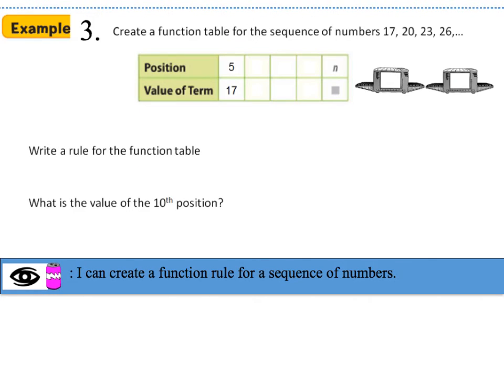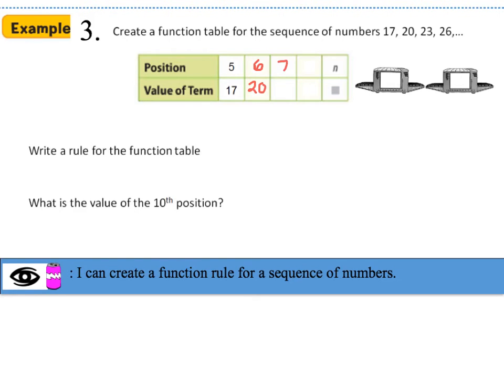So for example 3, it says create a function table for the sequence of numbers 17, 20, 23, 26, and so on. So according to this table, they're telling us that 17 is the 5th position of the sequence. So the 6th position will be 20.